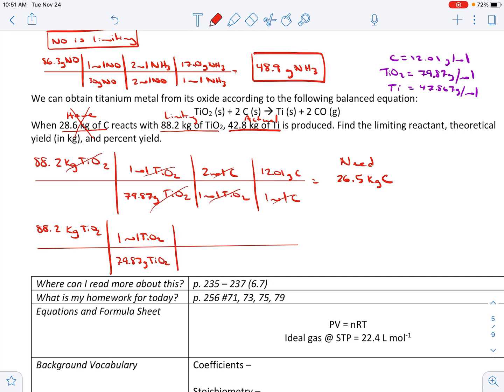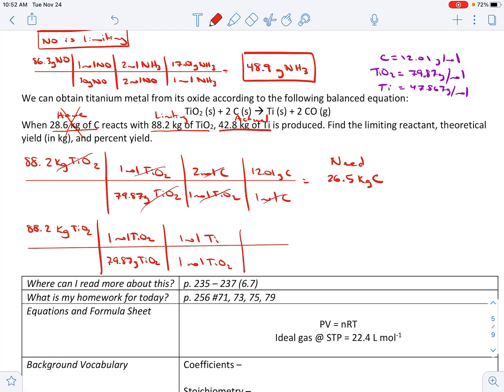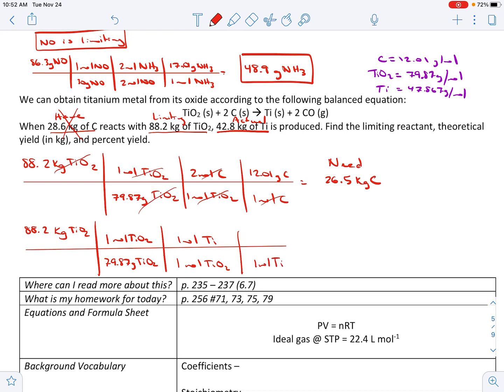All right, and then our next step is still very similar, except this time we've got 1 mole of TiO2, and we're going to put 1 mole of Ti on top. And last but not least, we're going to say 1 mole of Ti has a molar mass of 47.867, and that's grams of Ti. Moles of Ti cancel, yep, we're all canceling across the board. So to multiply, we're going to take 88.2 times 47.867, and we're going to divide by 79.87.